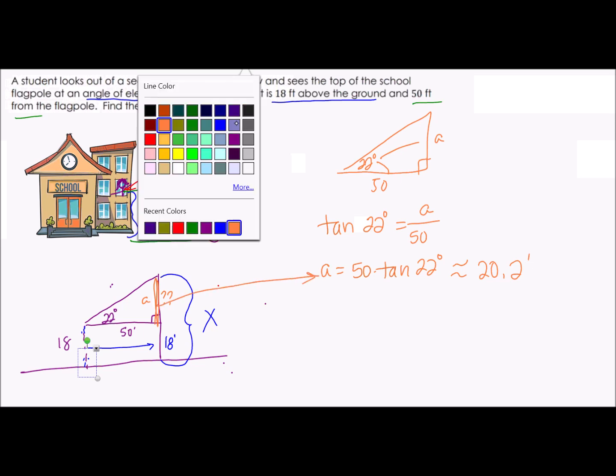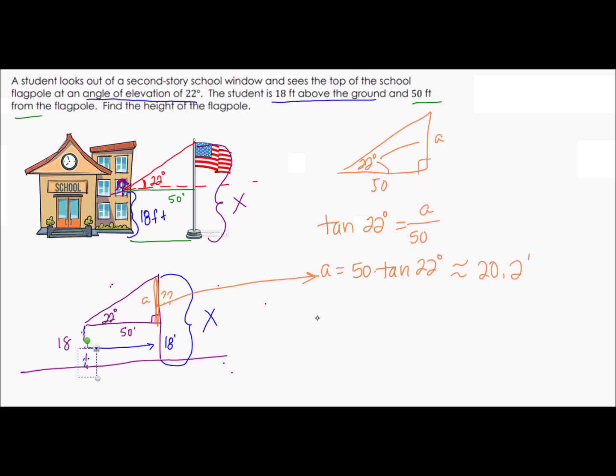So the final answer, your x value, the flagpole, is the 18 feet from the ground up to the student plus the 20.2 feet that was the rest of the distance up to the top of the flagpole. So altogether it is 38.2 feet.